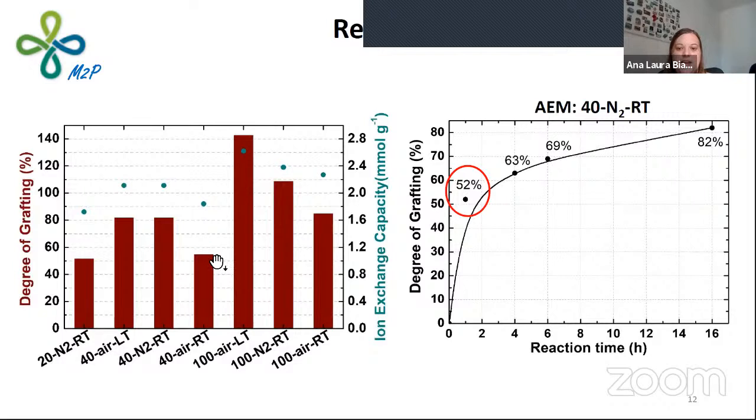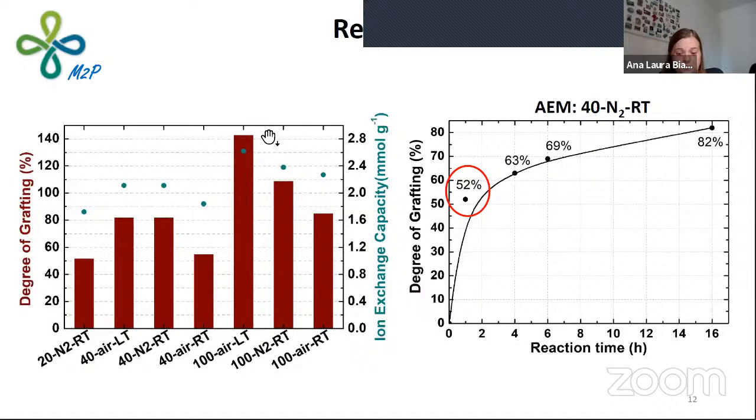In the case of the samples irradiated at 100 kilograys, which is a very high dose, the difference observed was even greater. The film irradiated in air and room temperature showed 85% degree of grafting, which is this one here. And the film irradiated at low temperature increased to 143%, reaching almost three as ion exchange capacity.